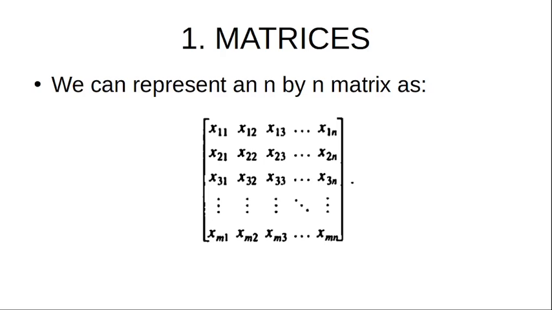We can represent an m by n matrix in the form given below, with x11, x12. It's almost the same as the previous one. An m by n matrix has essentially m times n elements, because each column will have m elements and each row will have n elements, and in total it will be m times n.